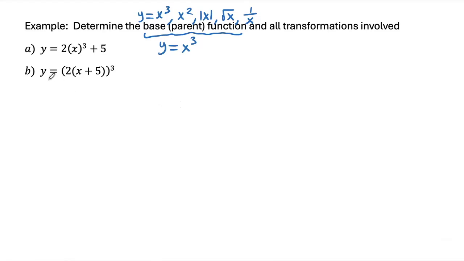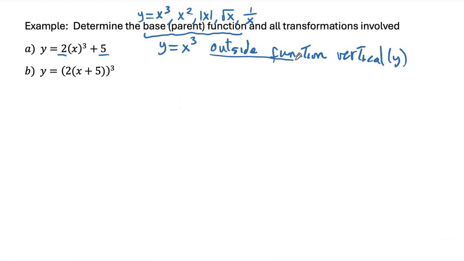And in the first example, you see that both the 2 and the 5 appear to be outside of the function. They're not involved in the bracket. When you have transformations that are outside the function, they will be vertical transformations. They're going to be affecting the y values of the function. And when you have transformations that are inside of the function, like in part B, all of this is inside the function. These will be affecting the graph horizontally. So there are going to be horizontal transformations that will be impacting the variable x.